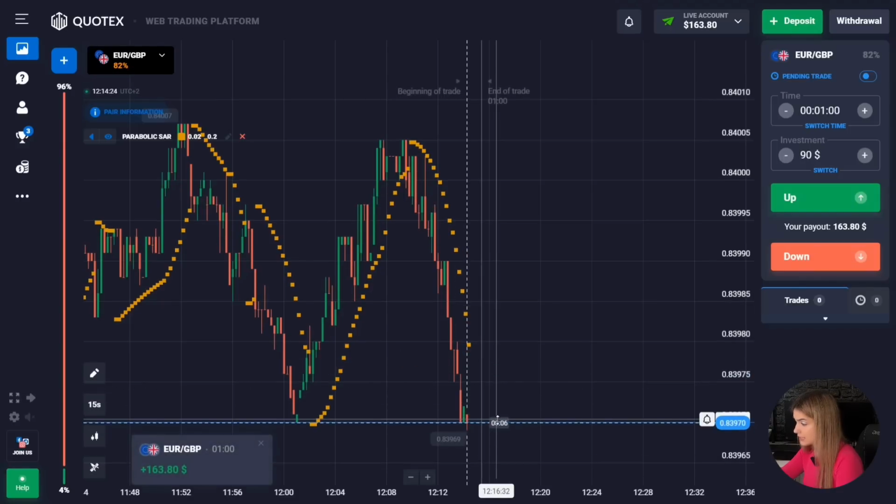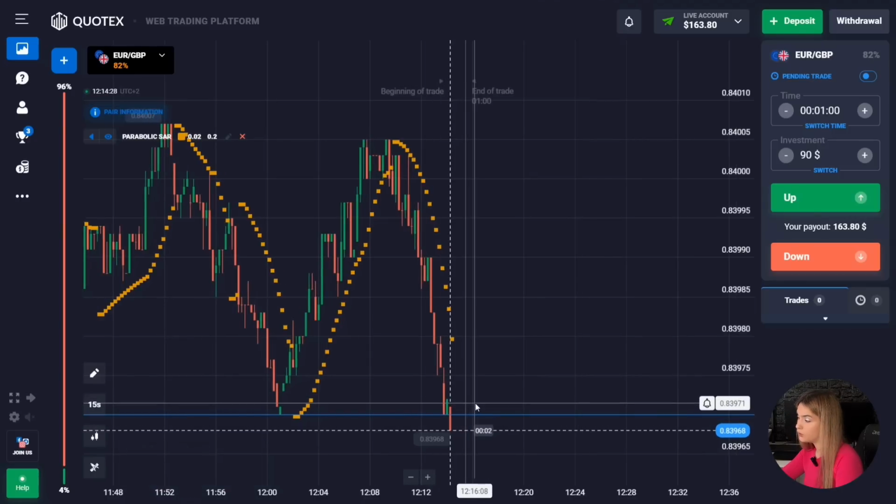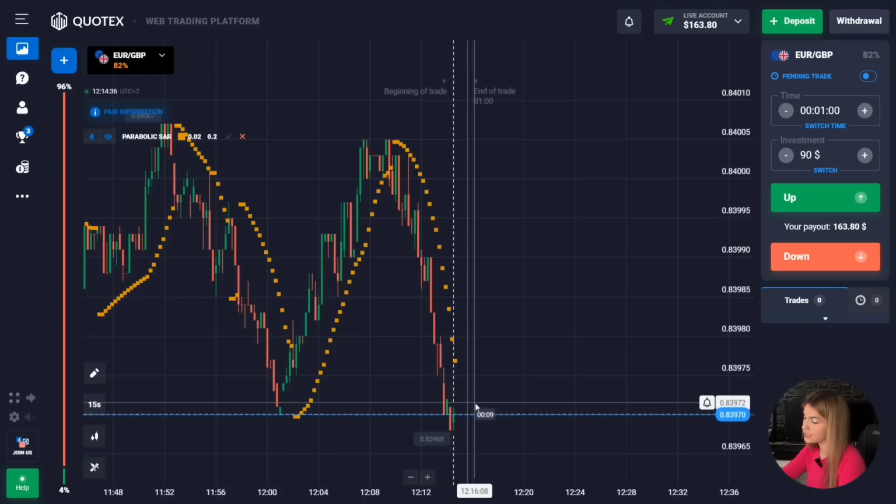So guys, it's not bad at all. As you can see, the price continued to move down and we made a profit. I correctly managed to predict further price movement and the indicator helped us in this. So guys, I think it's a great start.